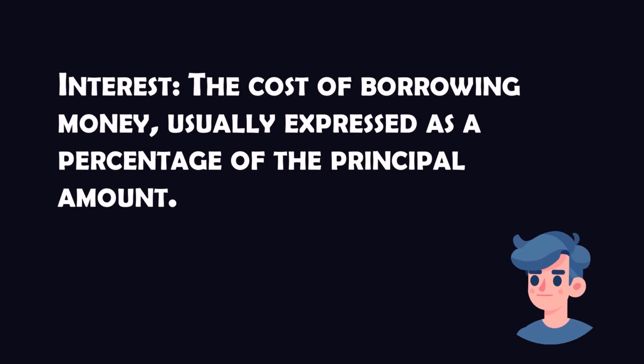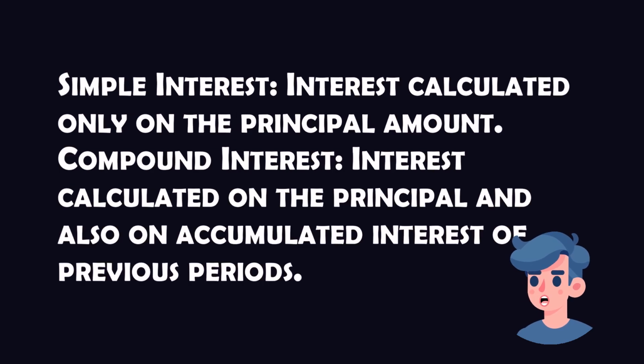What is interest? Interest is the cost of borrowing money, typically expressed as a percentage of the principal, which is the amount of money borrowed or invested. There are two main types of interest: simple interest and compound interest. Simple interest is calculated only on the principal amount, while compound interest is calculated on the principal and also on the accumulated interest of previous periods. Let's look at how these work with examples.